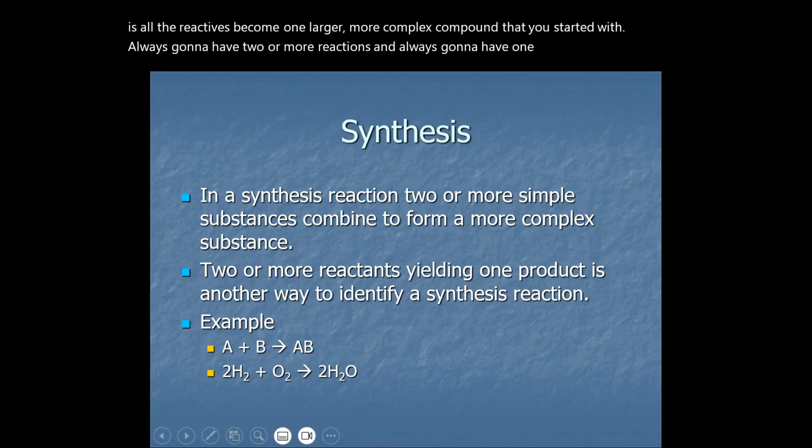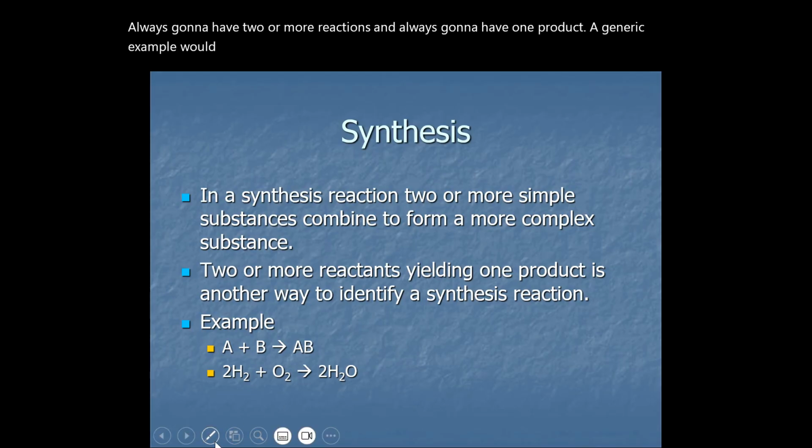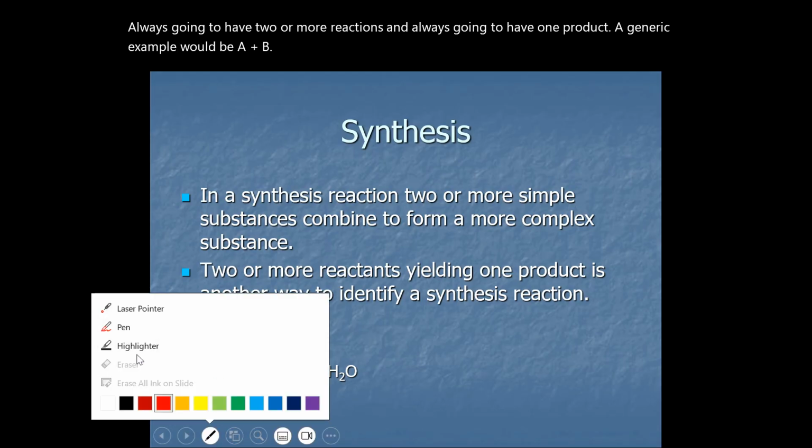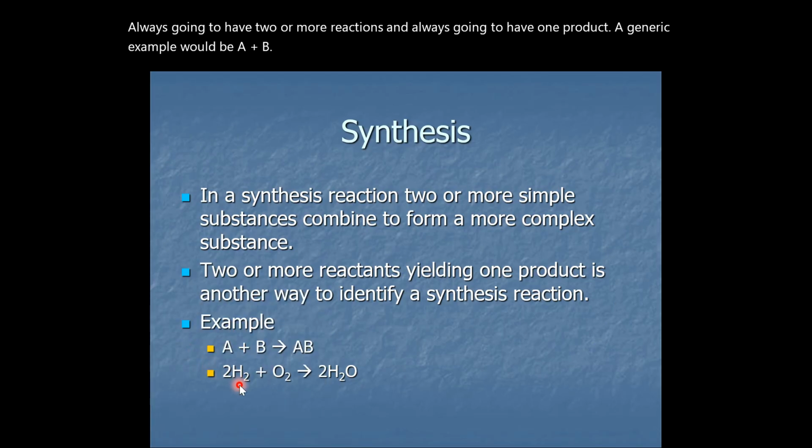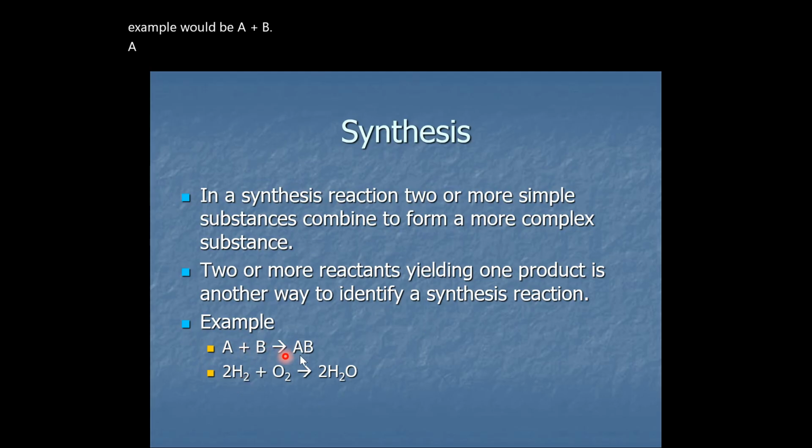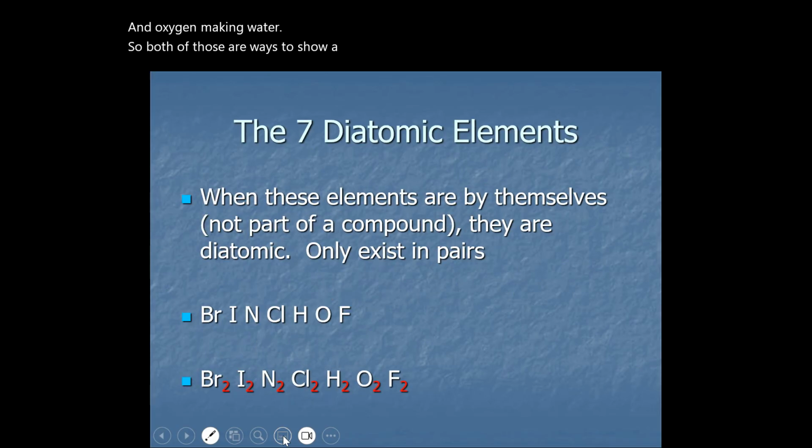So a generic example would be A plus B giving you AB, which would be H2 and oxygen making water. So both of those are ways to show a synthesis reaction.